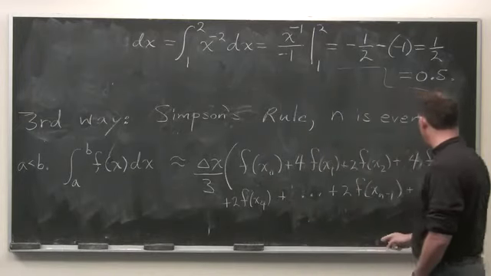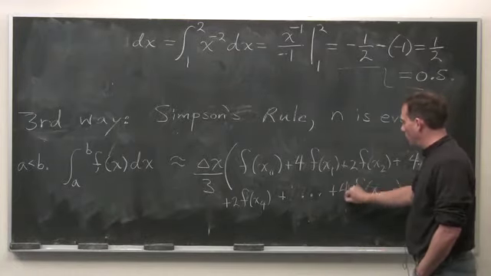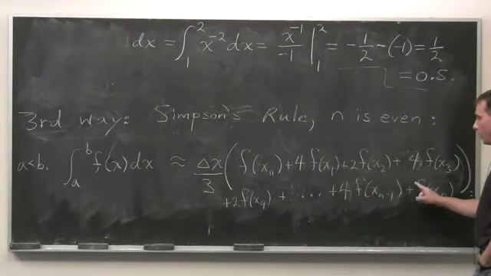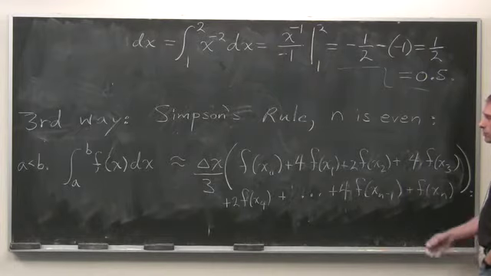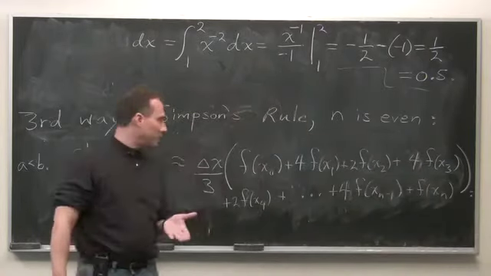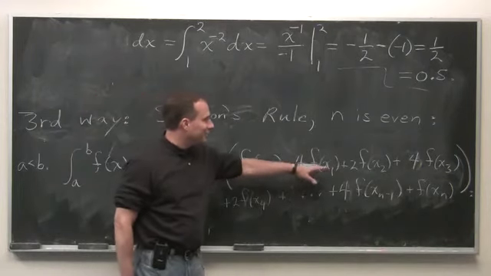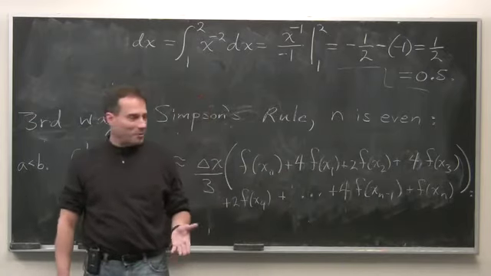Because n is even, the next to last one will always be a 4. And then you have a 1 in front of x sub n. So this is clearly no harder to use than the trapezoidal rule. You change this 2 to a 3, and you change every other 2 in this summation to a 4.